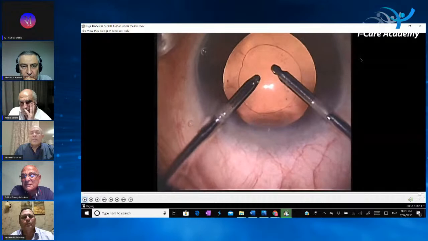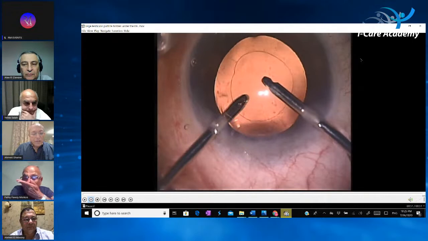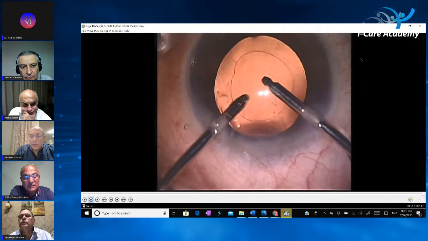Sometimes we are seeing a very small part of the nucleus that escapes behind the iris and you can't get it. And in the post-operative period, the patient will have iritis. And this is a question for the panel. What do you do to ensure that you get every single piece of the nucleus at the conclusion of surgery?